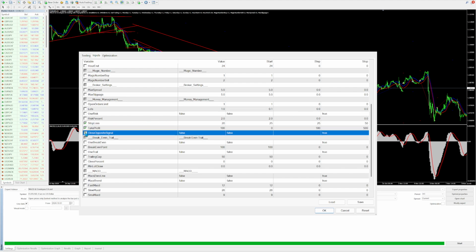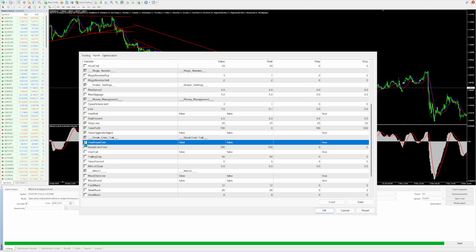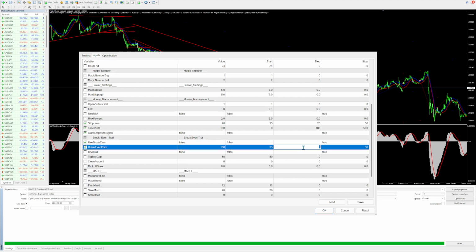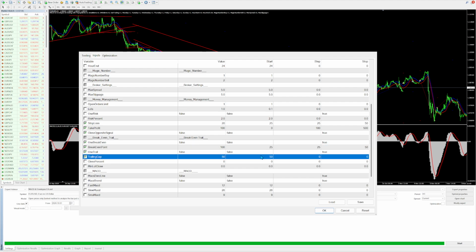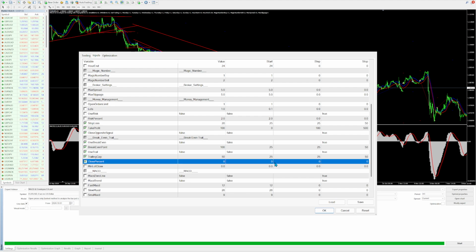Close opposite signal, we can test that true or false as well. Break even, let's do true or false on that. The break even point, let's do 25 pips up to 50 pips. Trailing stop true, we'll do 25 pips up to 50 pips. Close percent, let's say 0, 25, 75. So that will test close 0%, close 25%, close 50%, and close 75%.